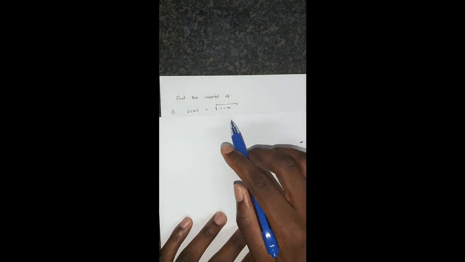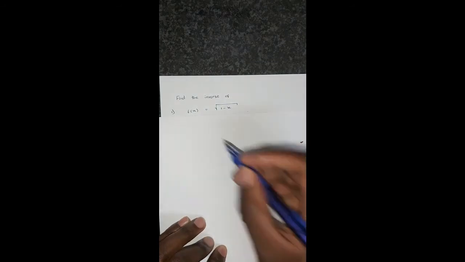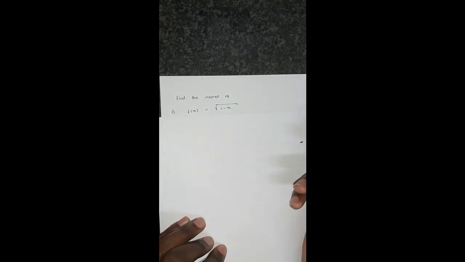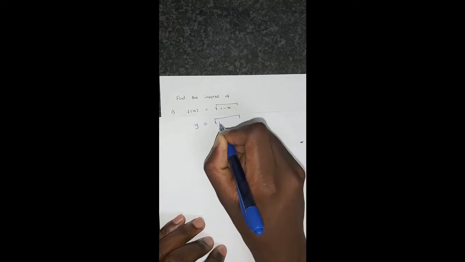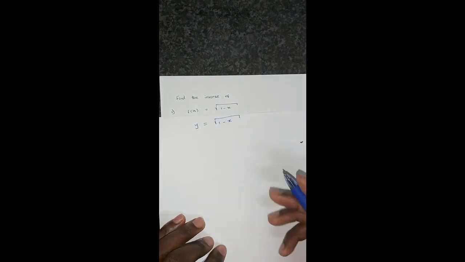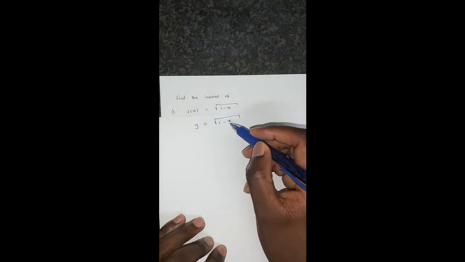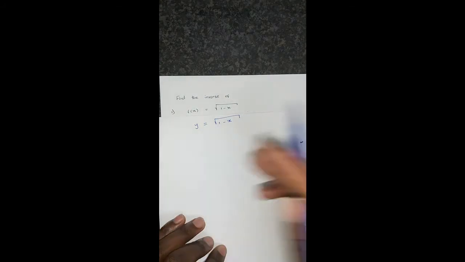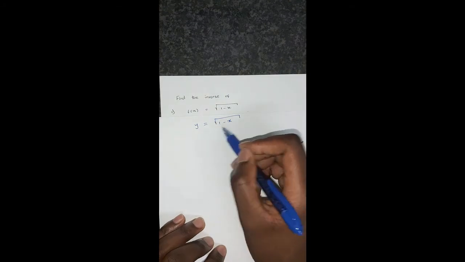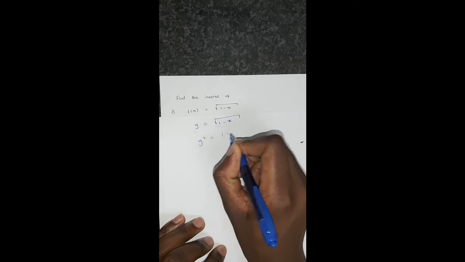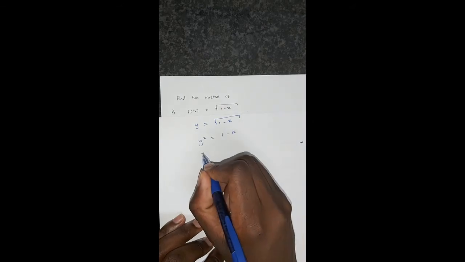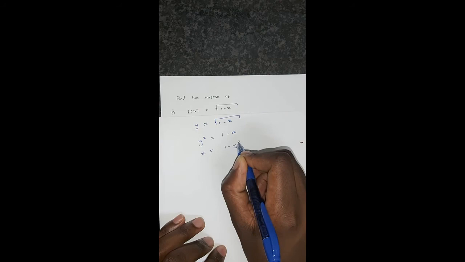Okay, so the question says find the inverse of f of x being equal to the square root of 1 minus x. So our first step, we said wherever we have f of x, we substitute with y. So this becomes y is equal to the square root of 1 minus x. And then you are supposed to make x the subject of the formula. So you take x to one side and everything else to the other side. So what I'm going to do, I'm going to square both sides such that I have y squared being equal to 1 minus x. Therefore, x is equal to 1 minus y squared.